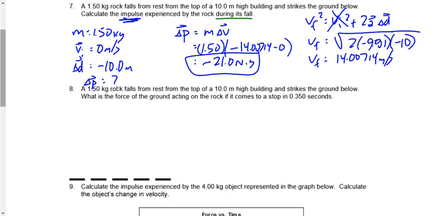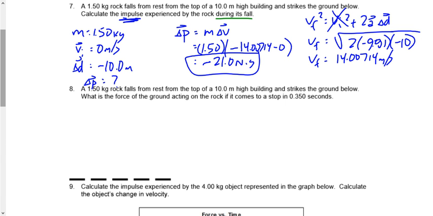Now, number 8 says it's the same scenario here, except this time we want to find the force of the ground acting on the rock that causes it to stop. After it's fallen, the rock stops. If the impulse experienced by this rock during its fall was negative 21, then how much momentum did it have the moment that it struck the ground? How much did it have before the rock was dropped?